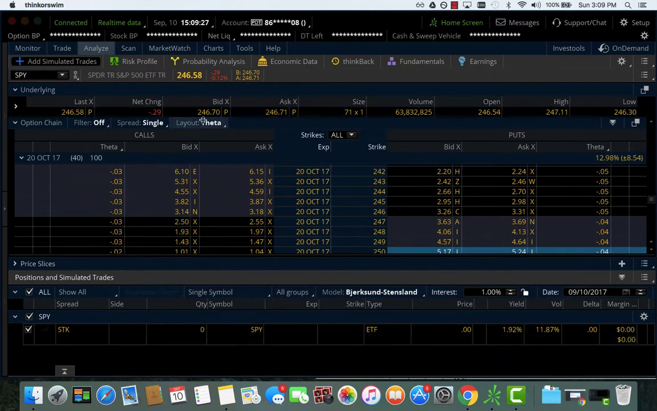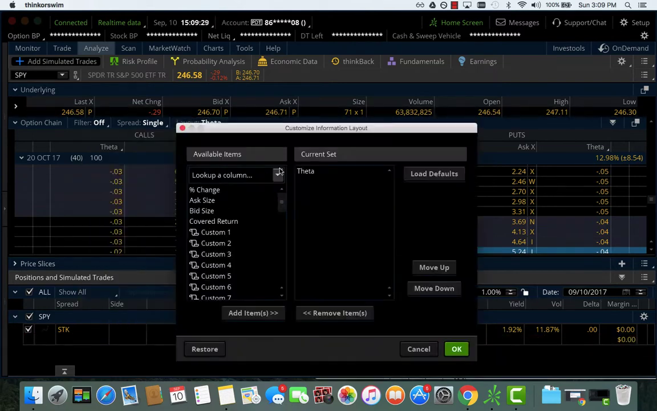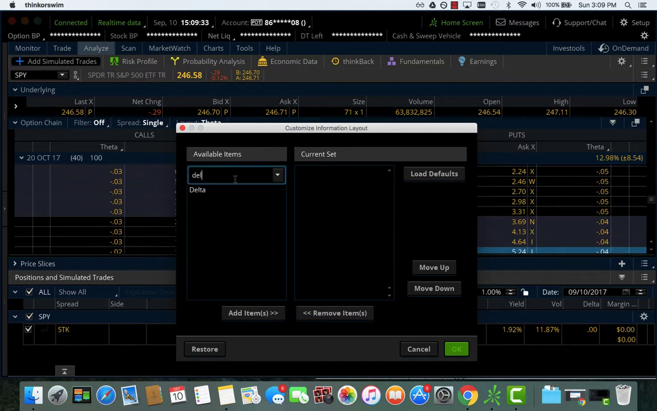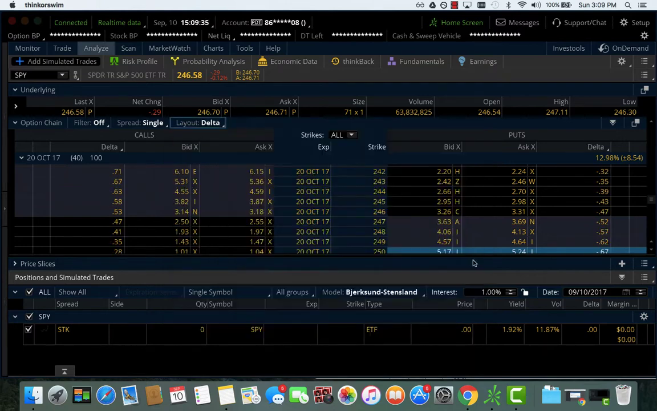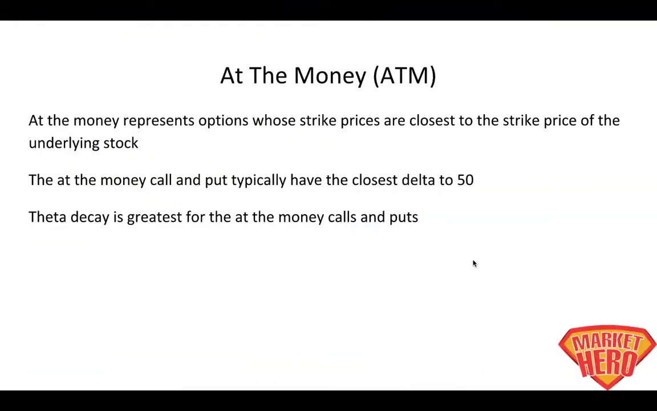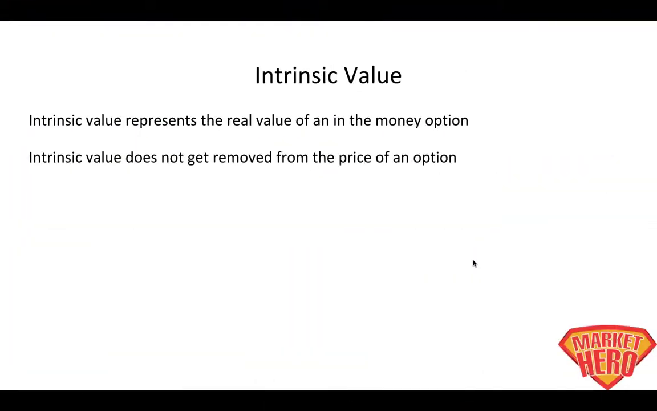So that's why things like straddles, strangles that are close to the money, heavy iron condors, etc., are so profitable, because we are selling those options that are closest to the money. We're selling options where the value of those options is getting decreased more rapidly than all other strike prices. So that is at the money. Nothing crazy there.